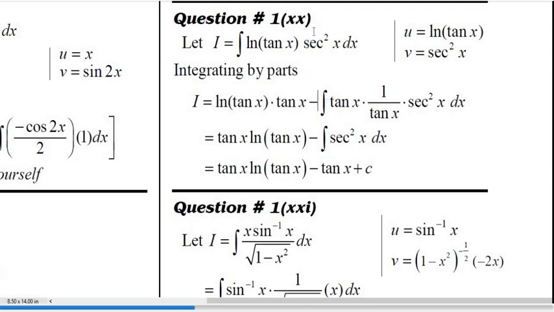Minus integration of the integration of second function. Second is secant square x, and integration of secant square x is again tan x. This is multiplied by derivative of first function, natural log of tan x. We know that derivative of natural log of tan x is 1 over tan x, and again derivative of this function, which is tan x. Derivative of tan x is secant square x. This tan and tan are cancelled out, and then dx as it is. So, tan x natural log of tan x minus integration of secant square x dx, and we know that the integration of secant square x is tan x.